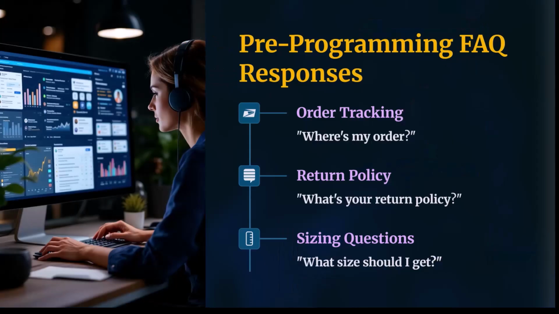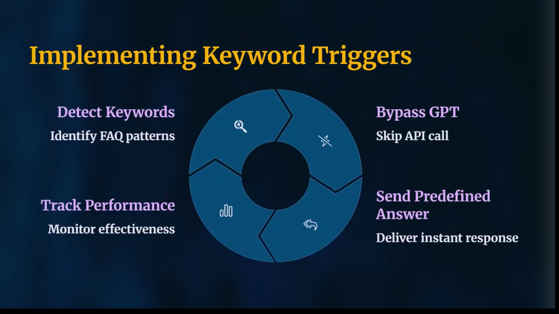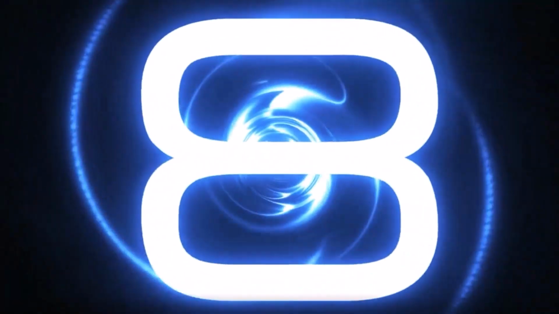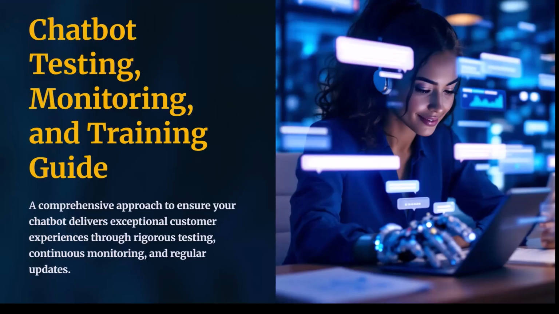You can also pre-program answers for frequently asked questions. Things like, "Where's my order? What's your return policy? What size should I get?" For these, create keyword triggers in ManyChat that bypass GPT and give predefined answers, reducing API usage and speeding up replies.